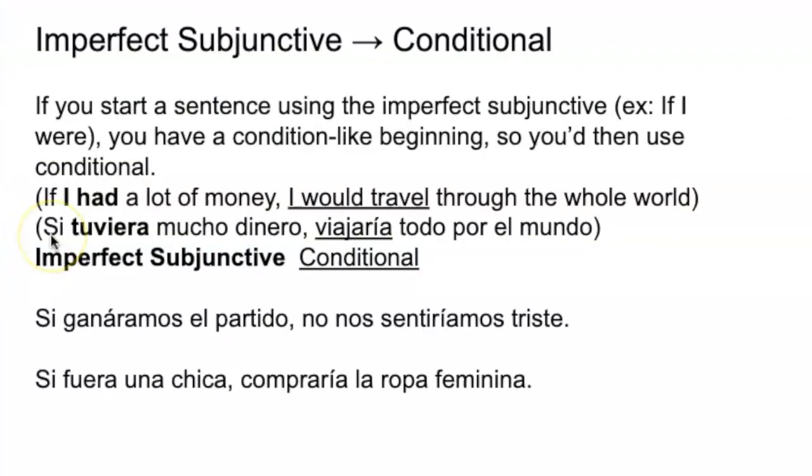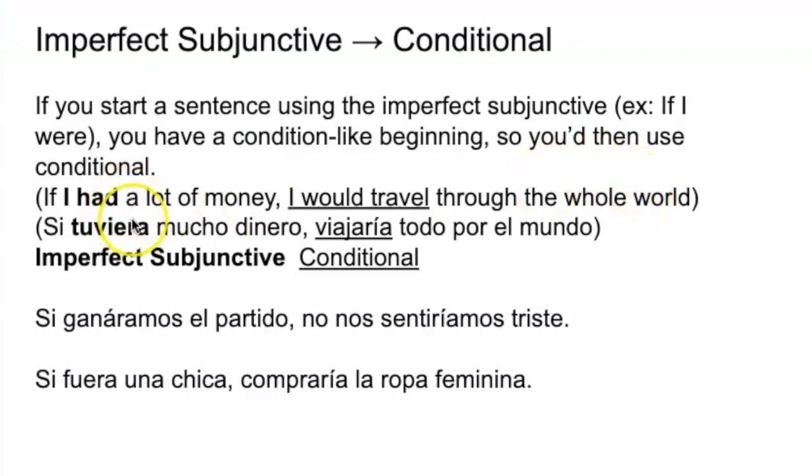So another way you can set it up is starting the sentence with the imperfect subjunctive and then using the conditional after. So by starting with the imperfect subjunctive, you're kind of creating a condition, I guess, to say the least. And then you'd use the conditional after. So if I had a lot of money, it's theoretical. It's not the truth. So that's why it's subjunctive. If I had a lot of money, I would travel through the whole world.